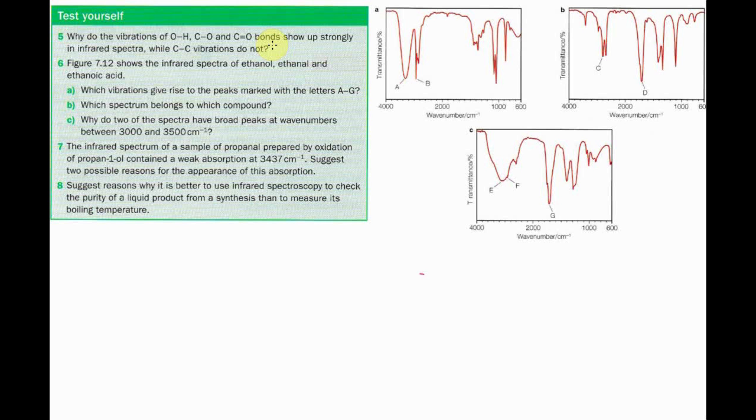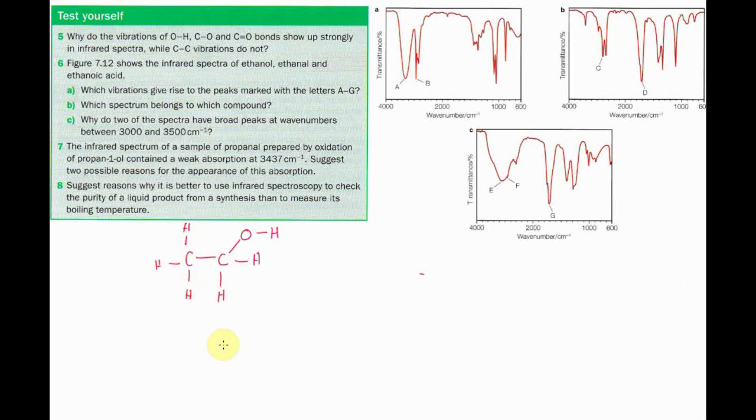Figure 7.12 shows the infrared spectra of ethanol, ethanal and ethanoic acid. So let's just draw out the structures of these. First of all, we'll start off with ethanol. Eth means there's 2 carbons in the chain, and ethanol means it's an alcohol, so it's got this OH group on there like that.